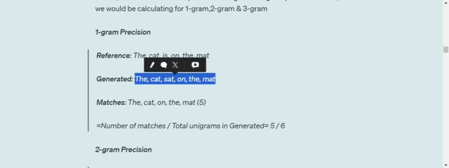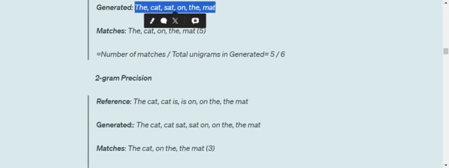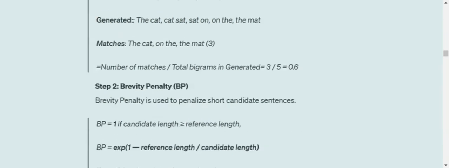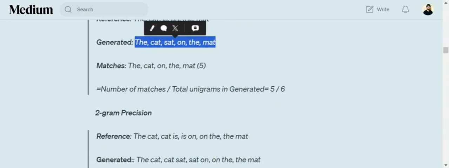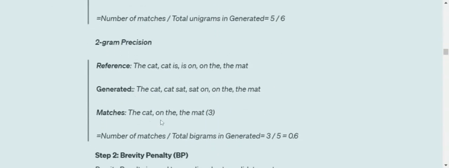The generated text is 6 words, so 5 upon 6. Similarly, if you go to 2-gram precision, a 2-gram is basically the pair of words that come together. The cat is on the mat. The cat sat on the mat. Eventually, the matching bigrams that we have got from the reference text are: the cat, on the, the mat.